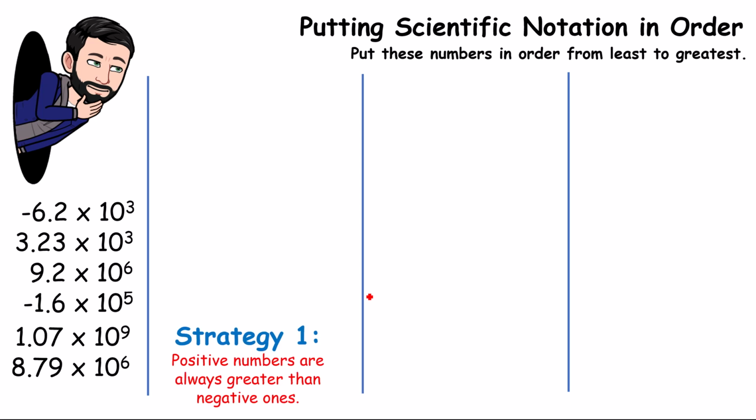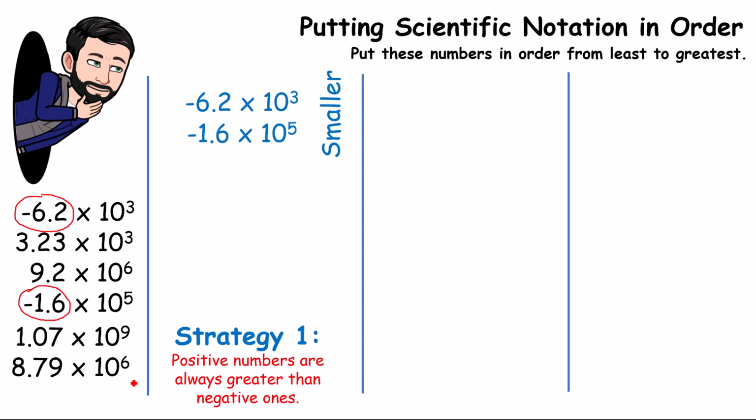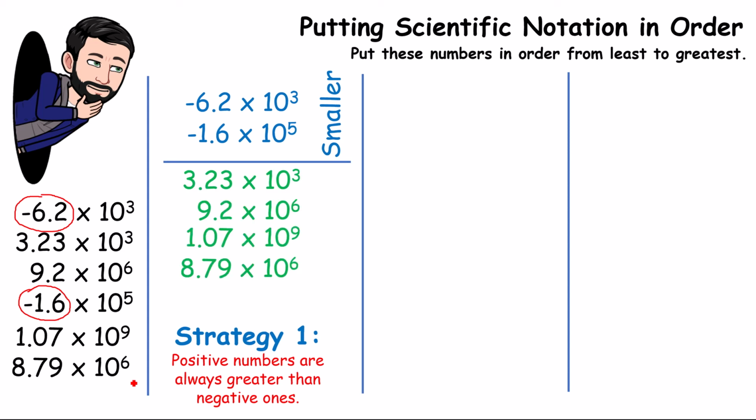Remember, strategy number 1 says that positive numbers are always greater than negative numbers. So what I'm going to do is look at my list here, and try to find those numbers that are positive. Notice I have a -1.6 and a -6.2. Everything else is positive. The negative numbers are going to be first. Those are smaller. The positive numbers are going to be listed next. Those are larger or greater in value.